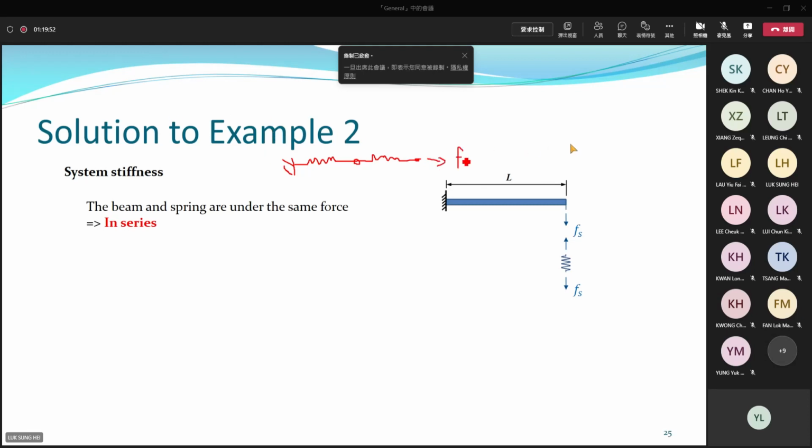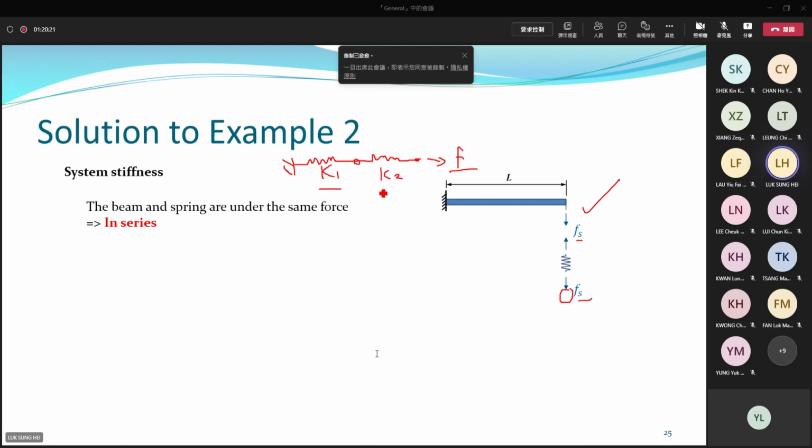Spring 1, spring 2. You can see that for a series system, each spring is under the same force. Spring 1 under F, spring 2 also under F. For a series system, they're under the same force. Just like this example, a mass here under a force Fs, this force is transmitted to the beam through a spring with the same value in series.